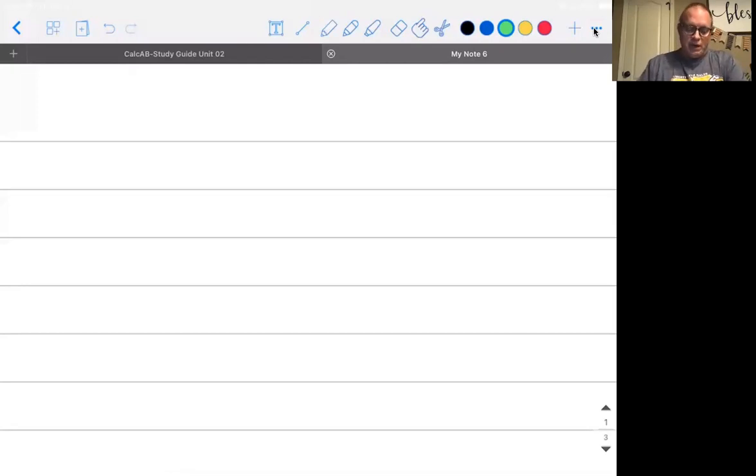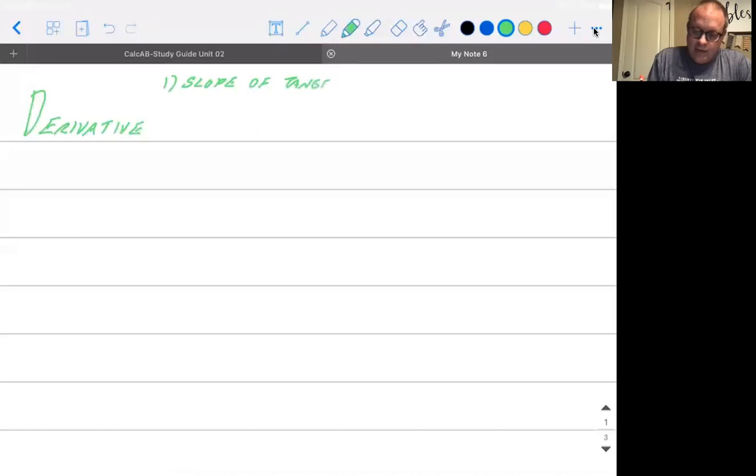Okay, well, we're going to go ahead and take a look at the derivative. And last time we identified the derivative, but let's just recap for a second where we're at with the derivative. So again, three things that we're talking about with the derivative. One, slope of the tangent line. Two, rate of change. And three, instantaneous velocity.